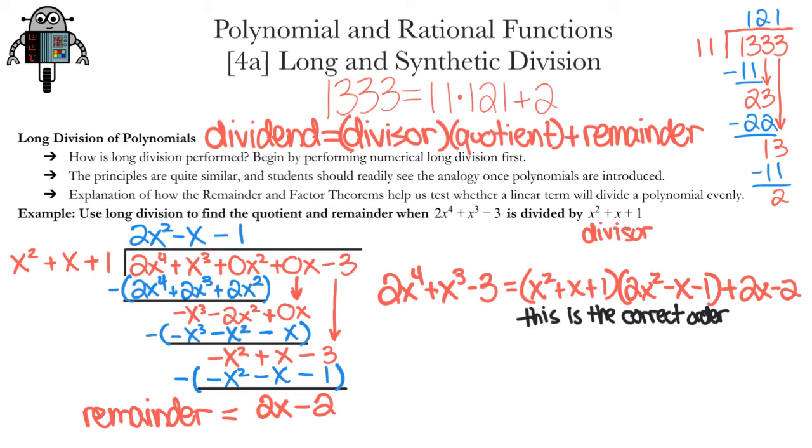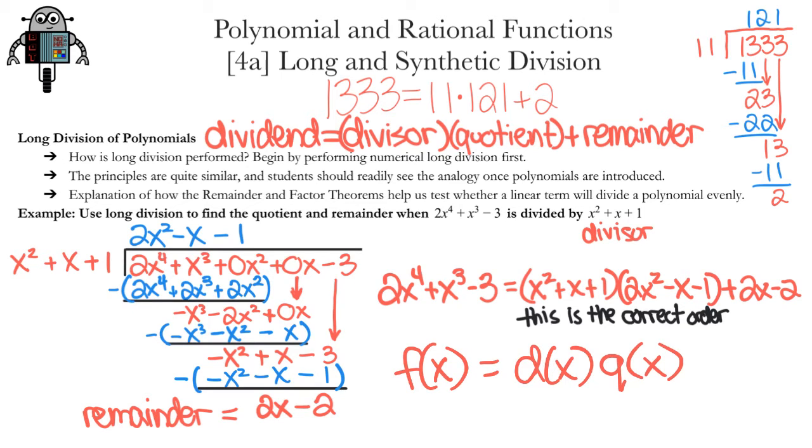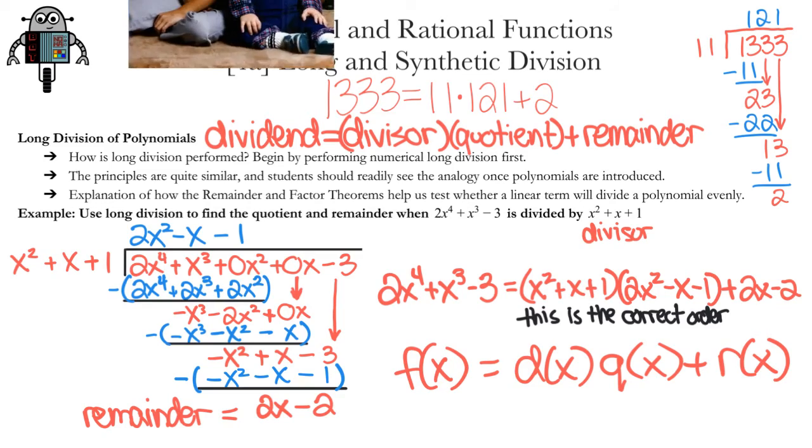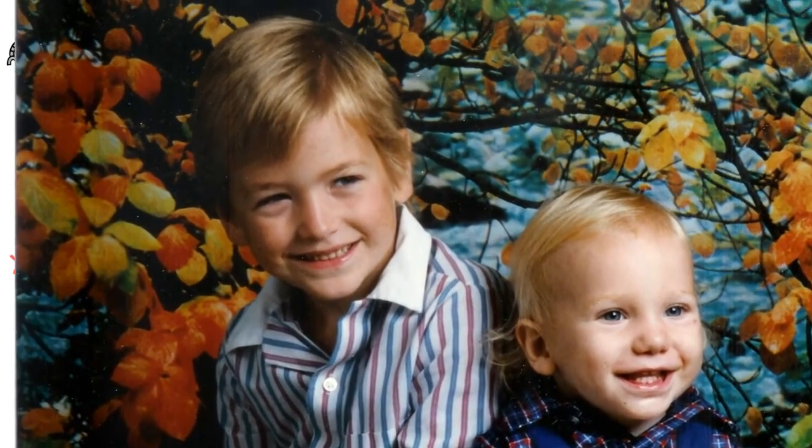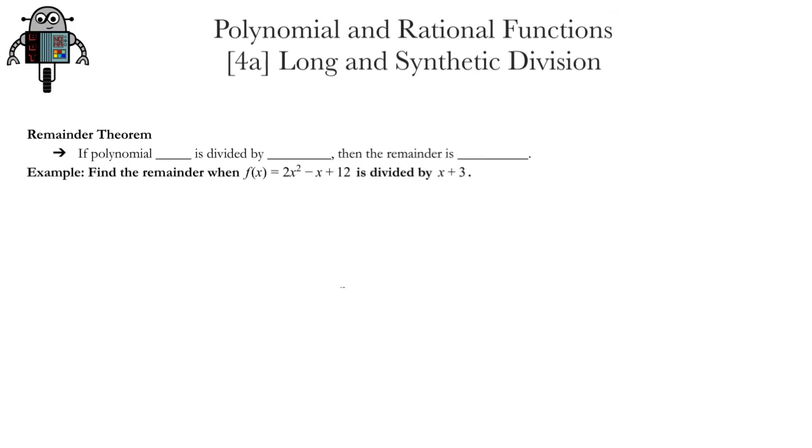In a more general form, we could write that as f of x equals d of x times q of x plus r of x. F, d, q, and r are polynomial functions in terms of x. In a few moments, we'll learn how to do synthetic division, which is a shortened version of long division. But first, I'd like to tell you about the remainder theorem.